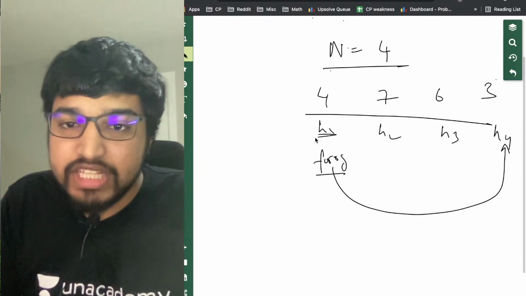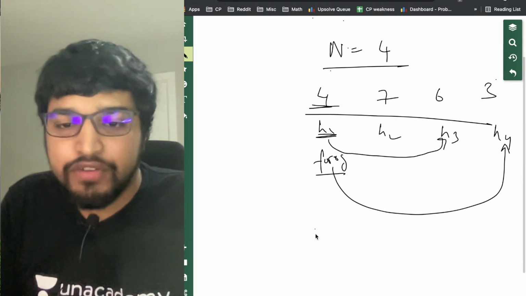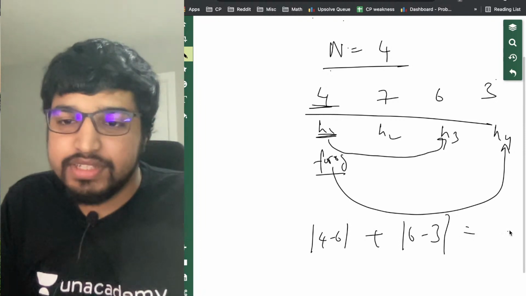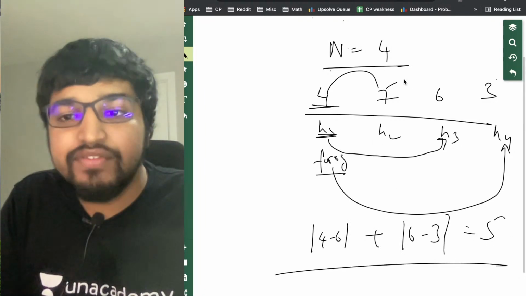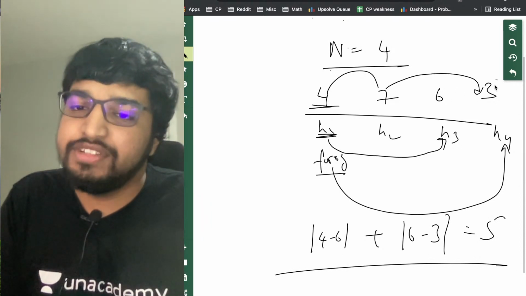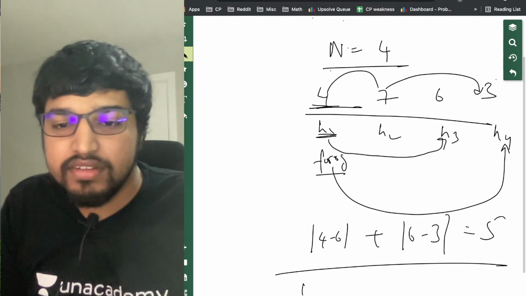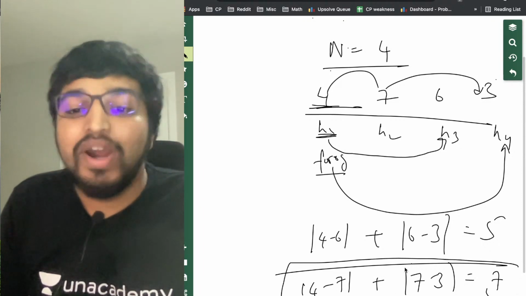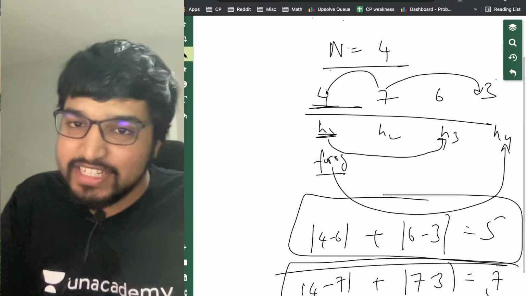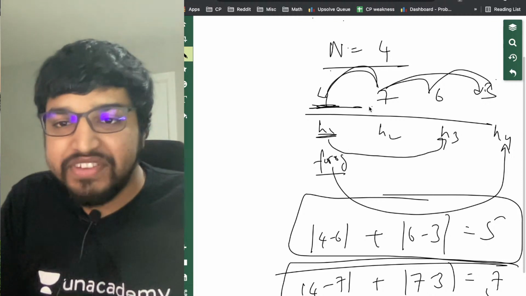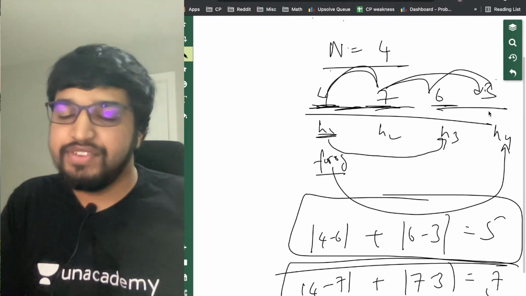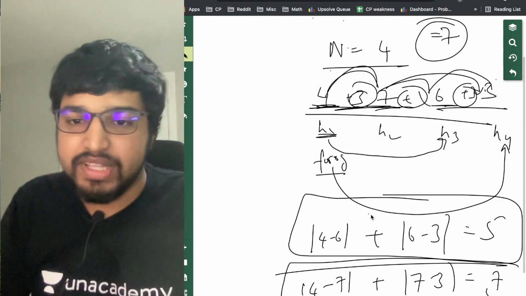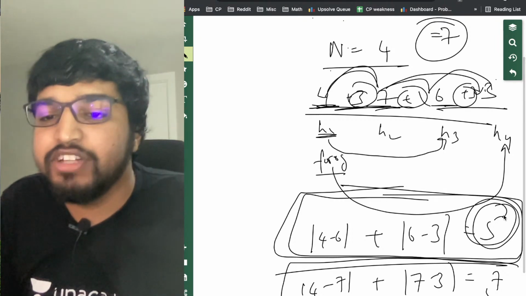The cost from going from h1 to h3 is the absolute of 4 minus 6, which is 2, plus 6 minus 3, which is 3, so 5 in total. Or we could go from 4 to 7 and then 7 to 3. That is 4 minus 7, which is 3, plus 7 minus 3, which is 4, so 7. This is too costly. Or from 4 to 7, 7 to 6, and 6 to 3: that is 3, plus 1, plus 3, totally 7, which is costly again. So the first route is our best solution. We should print the minimum cost, which is 5.